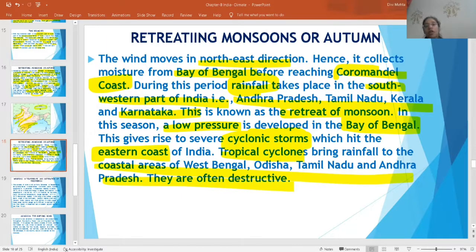So sometimes when the low pressure area is created over the Bay of Bengal, a tropical cyclone occurs that brings rainfall to West Bengal, Odisha, Tamil Nadu, Andhra Pradesh. And these rainfalls are often very destructive.